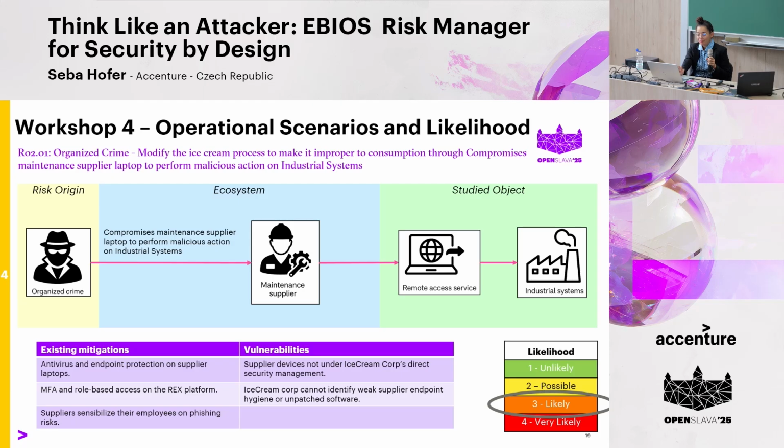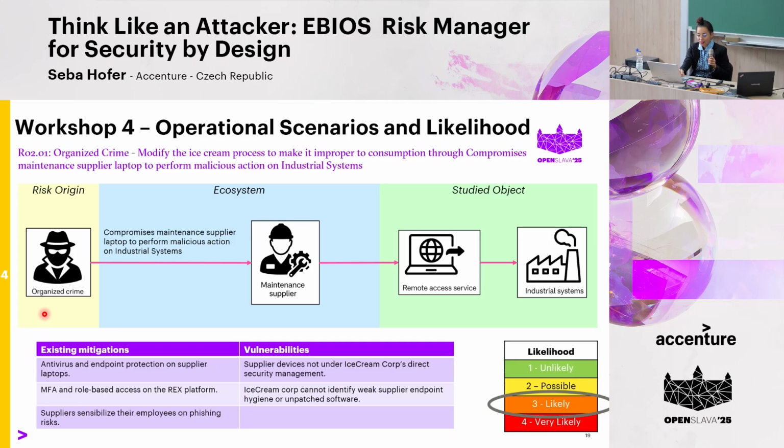And so now, we're going to dive deeper. We're going to go to workshop 4, where we identify the existing mitigations and the vulnerabilities, to determine the likelihood that this scenario happens. Basically, it's the probability that this happens, and it is directly linked to what we have in place and what the vulnerabilities are. The ratio will determine how likely the scenario is to happen.